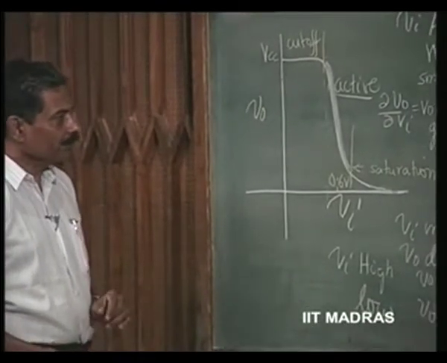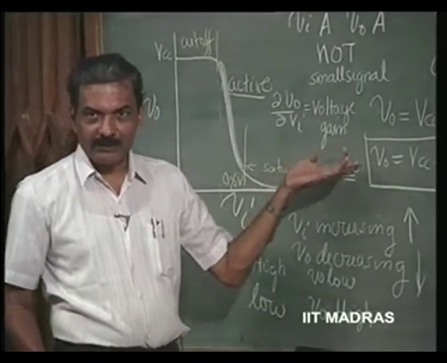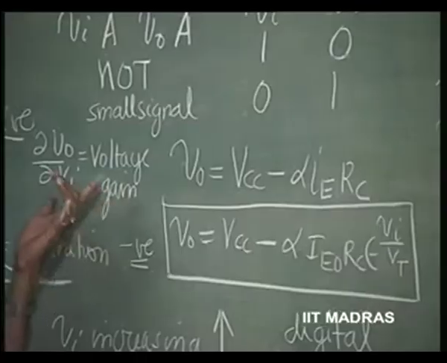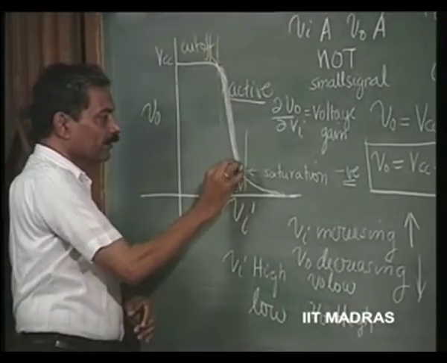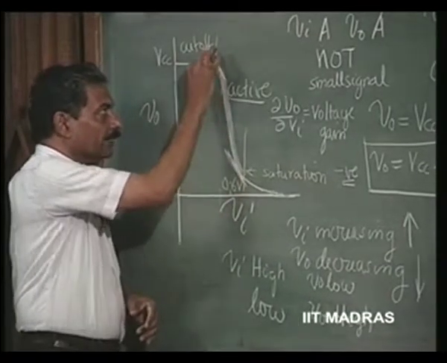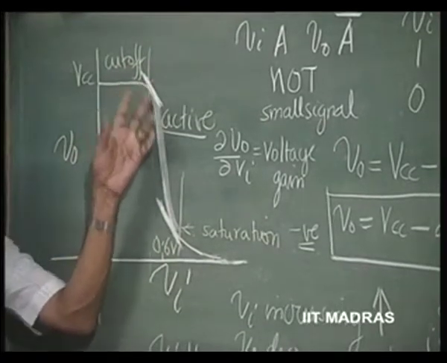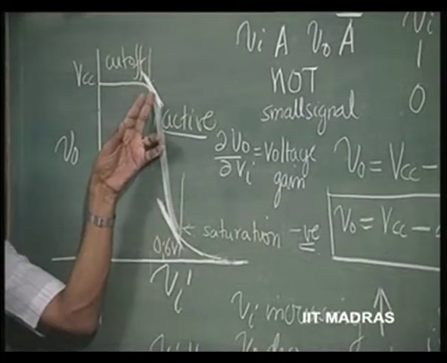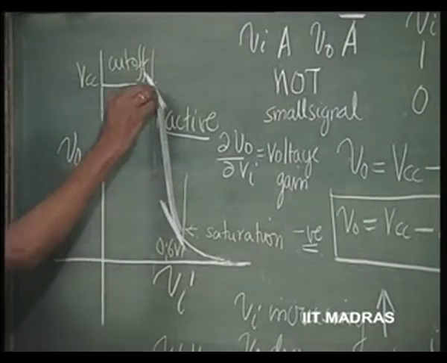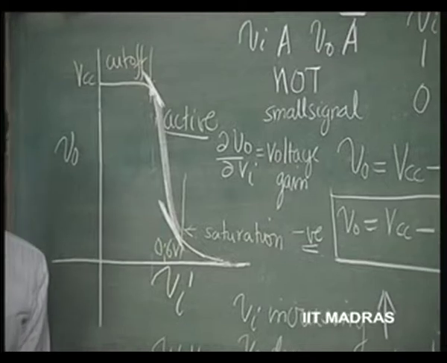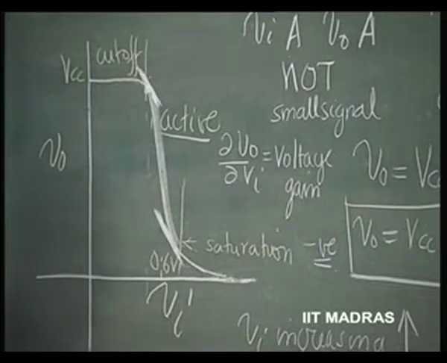For amplification to really exist, delta V naught by delta Vi should be greater than 1. If it is a voltage amplifier, the voltage gain has to be greater than 1. Now that is the borderline defining where exactly we are entering. So if you plot this characteristic and draw a line with slope equal to -1 on the characteristic, that particular point where the slope is equal to -1 is separating the active region from the cutoff and saturation.